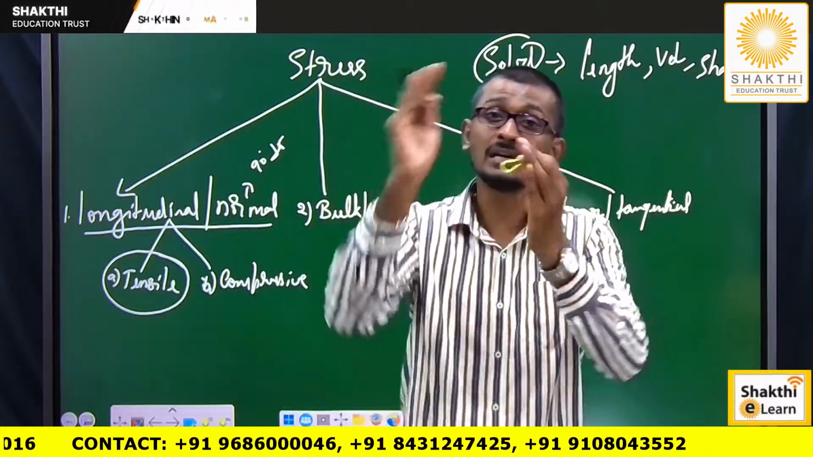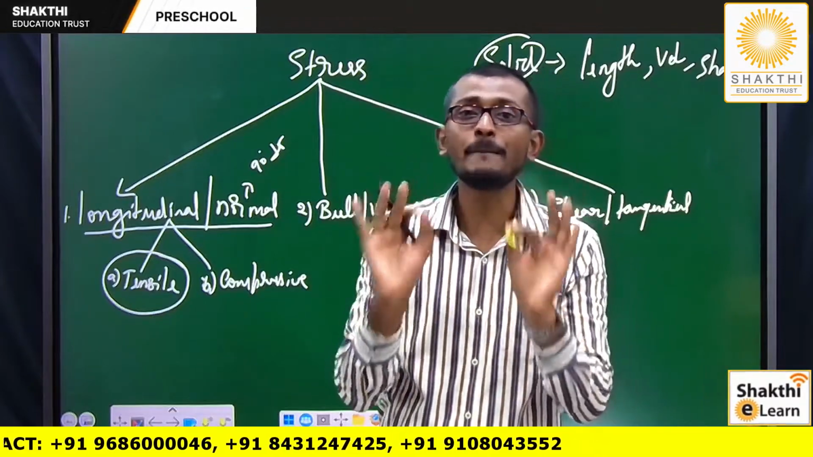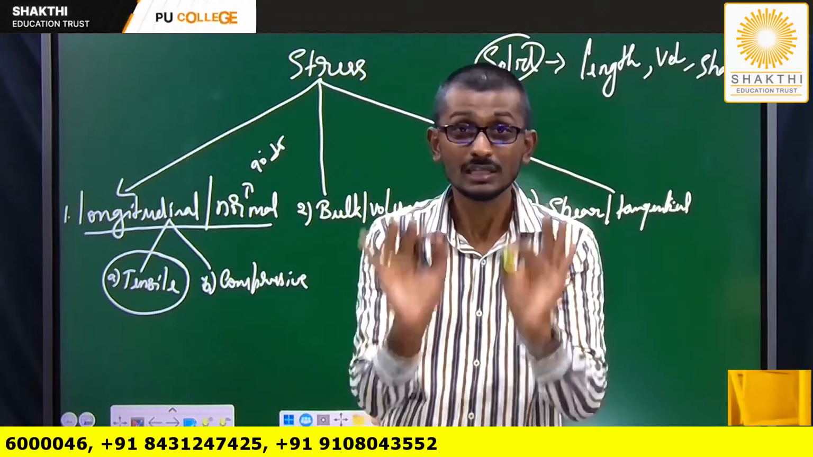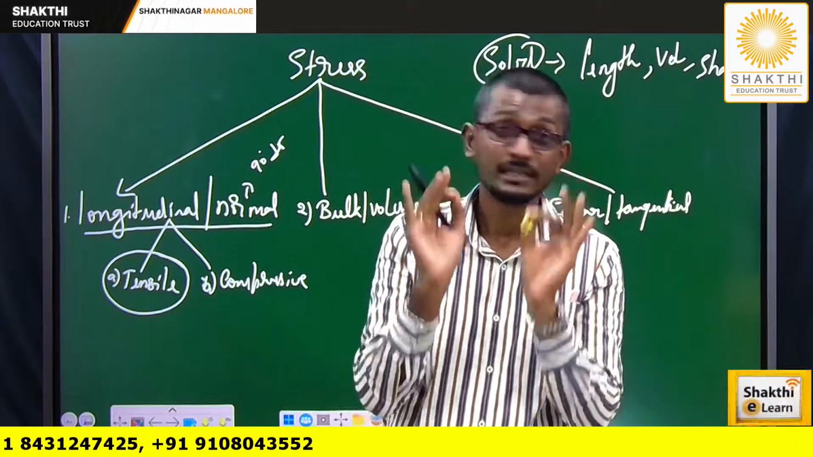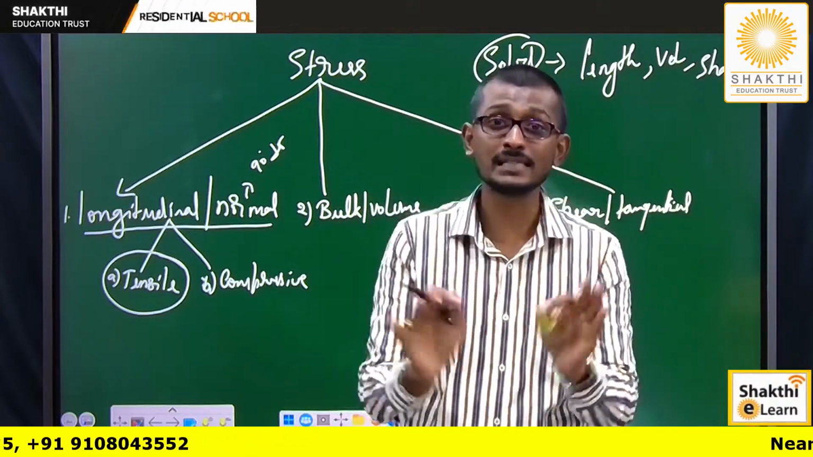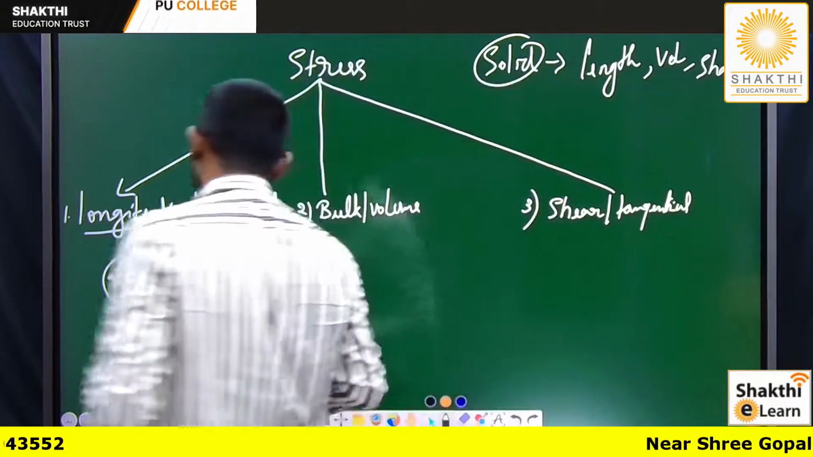If the length decreases, then it is called compressive. Okay, understood? If the length increases, that is called tensile. If the length decreases, then it is called compressive. Very simple one. Okay, remember the keywords.